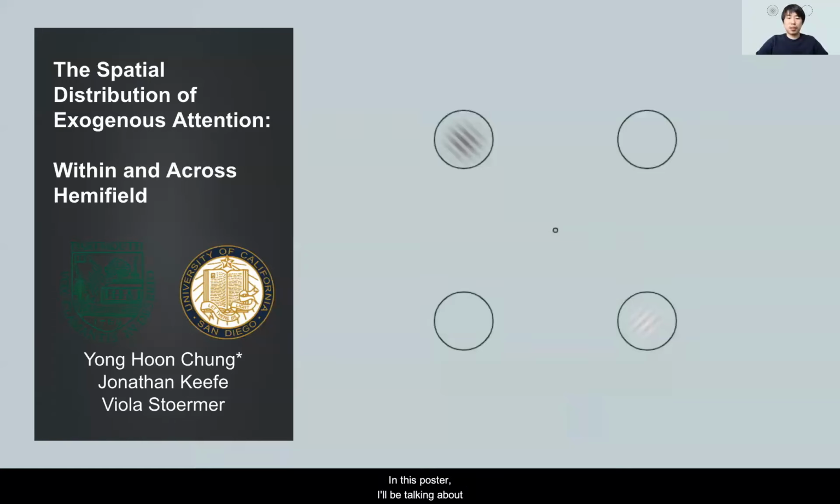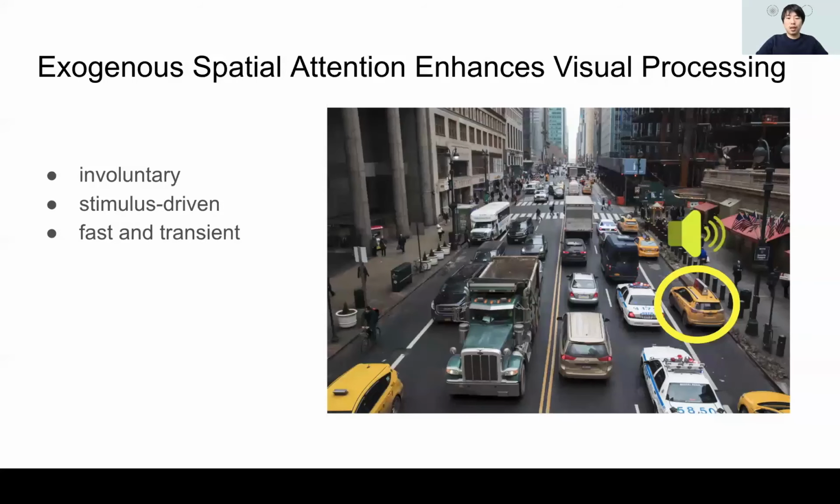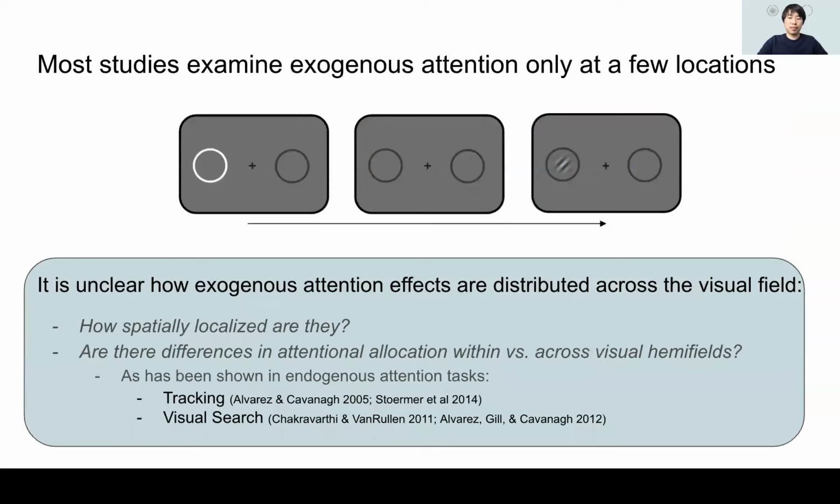In this poster, I'll be talking about investigating the spatial distribution of exogenous attention, specifically comparison between within and across different visual hemifields. Exogenous spatial attention enhances visual processing at the attended location. This is known to be involuntary, stimulus-driven, and very, very fast. For example, if a car honks right in front of you, you'd automatically pay attention there.